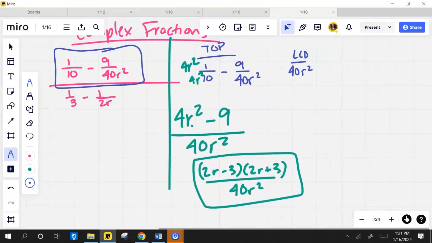There is no sum of squares. There's only difference of squares. It just doesn't work. There's a sum of cubes.